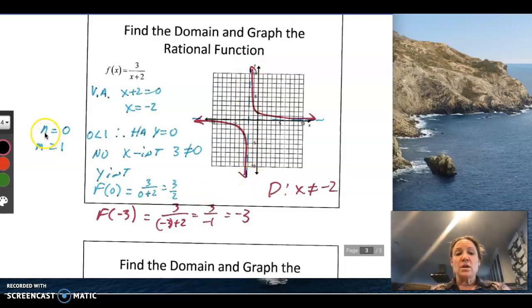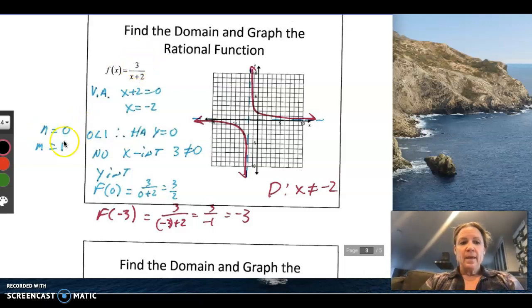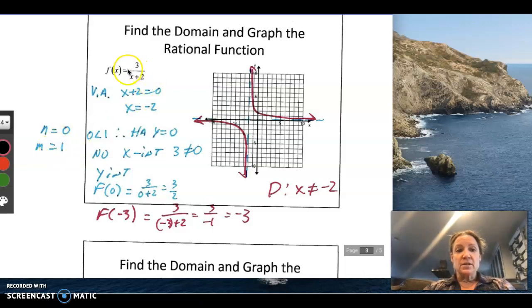The largest exponent of the x variable in the numerator is 0, because there is no x term. The largest exponent of the x term in the denominator is 1. So in this case, 0 is less than 1. And again, you're going to have a horizontal asymptote at y equals 0. So it's dashed in there. Again, it's on top of the axis, which is already a little bit thicker, so it's harder to see.